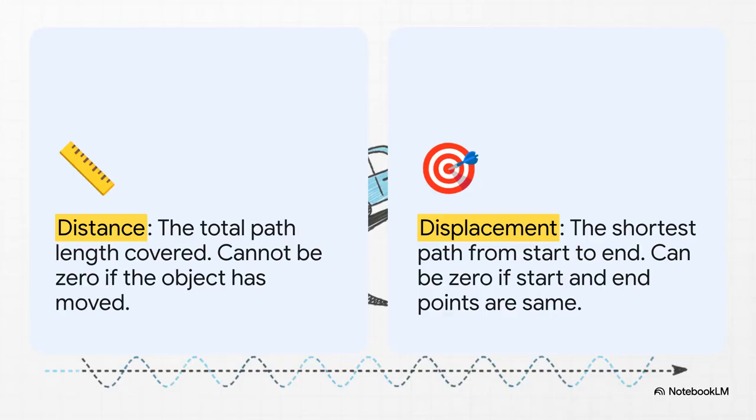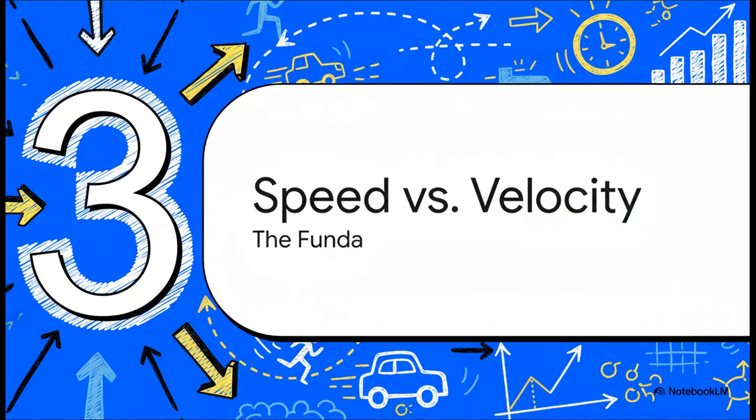Okay, get your phones ready. This is a perfect screenshot slide for your revision. The key difference: distance is the total path, displacement is the shortest. And check this out. Imagine Usha swims 90 meters in a pool and then swims back 90 meters. Her distance is 180 meters, right? But what's her displacement? It's 0. Why? Because she's right back where she started. Mind blown, right? Excellent work.